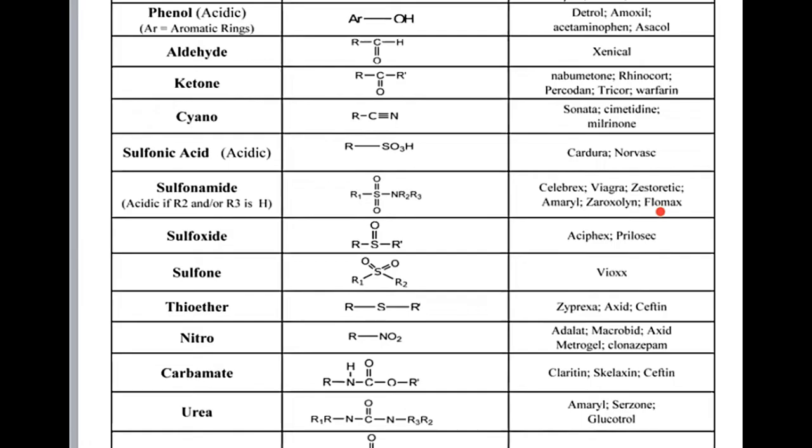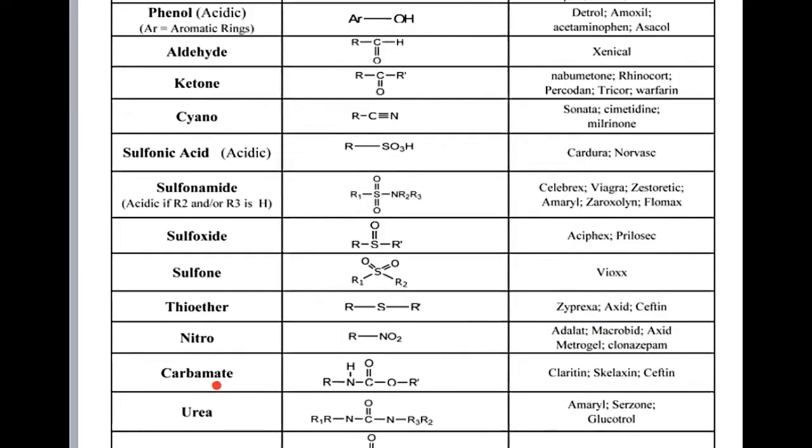Zaroxylone, Flomax. Sulfoxide, which is like Acifex, Prelosic. Sulfone, which is like Vix. Sulfone is SO2 and R2. Thioether, which is RSR. It looks like ether, but instead of O, it will be S, like Zebrexa, Axid, Ceftin. Nitro, which is RNO2, like Adalate, Macrobid, Axid, Metrogel, and Clonazepam.